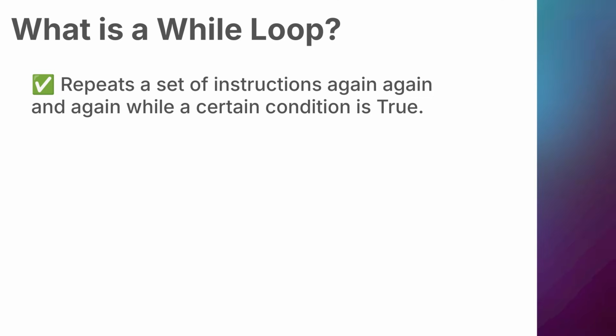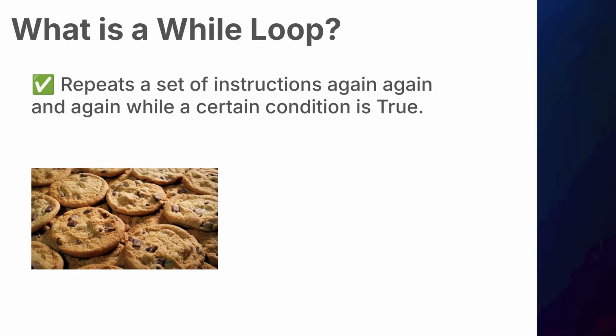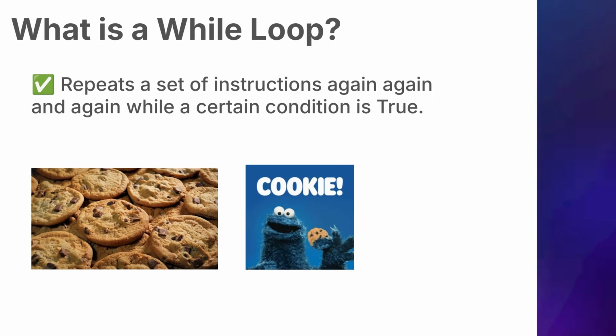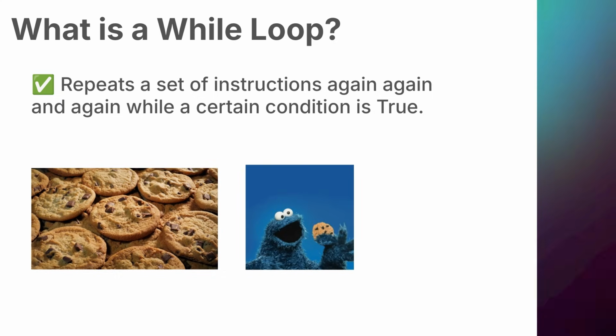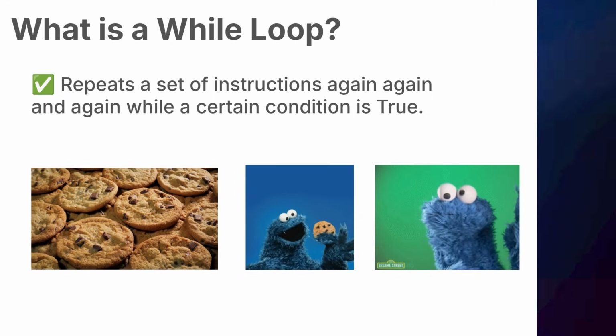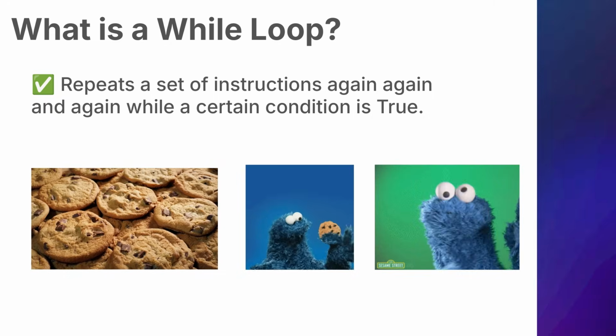For example, if the condition is I will eat cookies while there are cookies left. If there are cookies, you eat one. Check again, any cookies left? Yes? Eat another one. Keep repeating until no cookies are left. Then stop. That's exactly how a while loop works in Python.